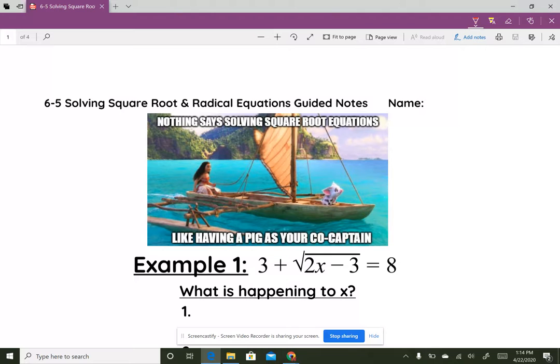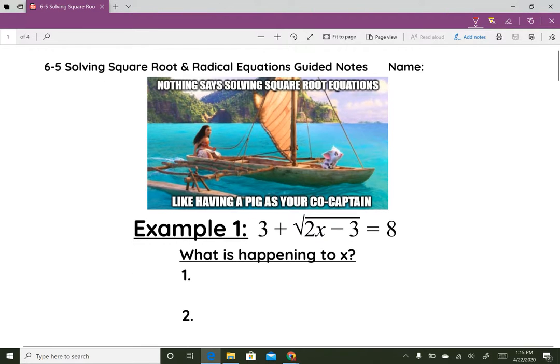We are moving on to 6.5. We're going to start solving some square root equations and radical equations. In this video, we're just going to do an example of solving a square root equation.